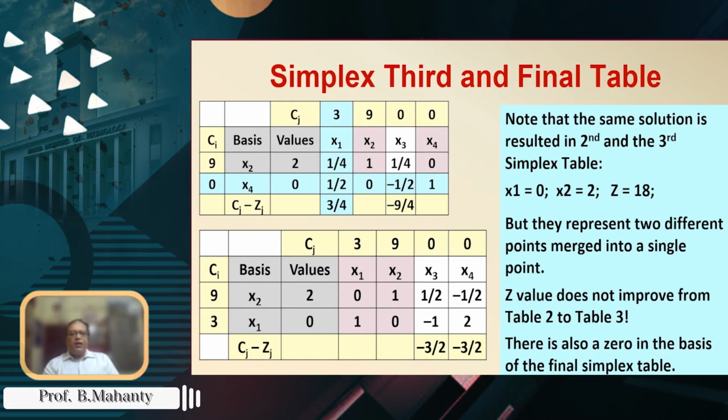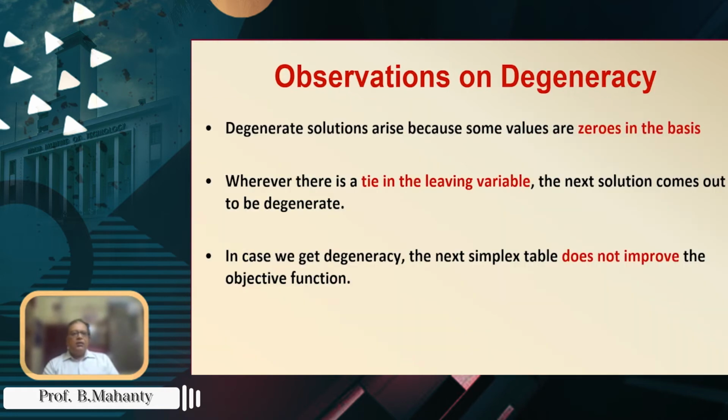Once again, the two different points are merged into a single point. The z value does not improve from one table to the other, and the final table also has a zero in the basis. All right, so this is how degeneracy is to be evaluated.